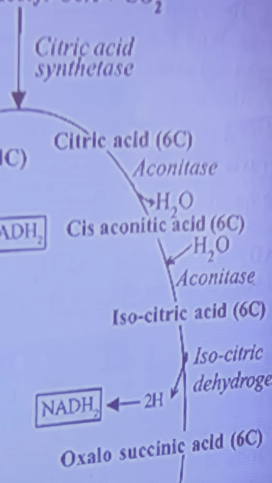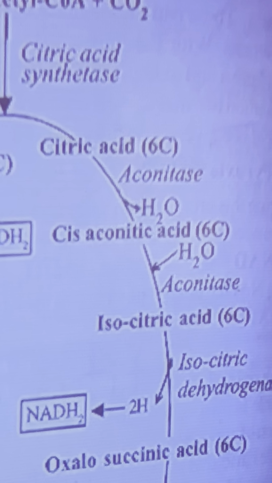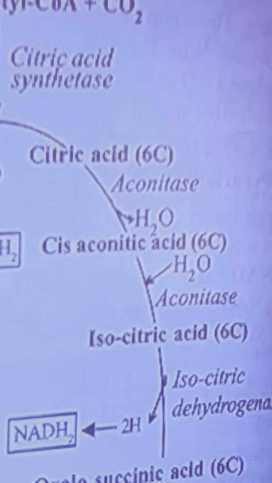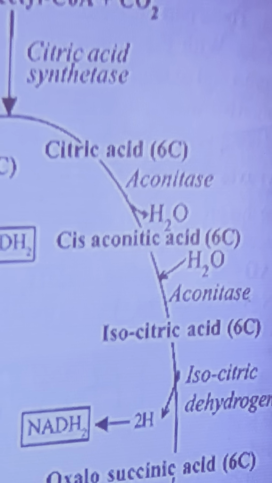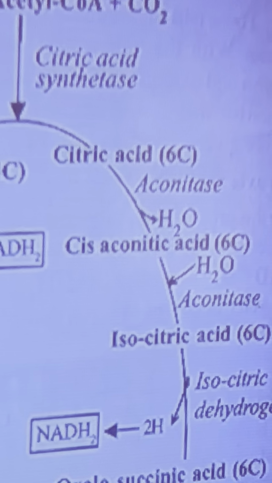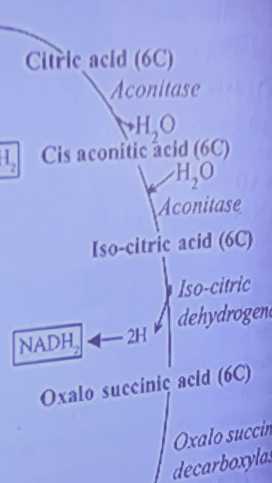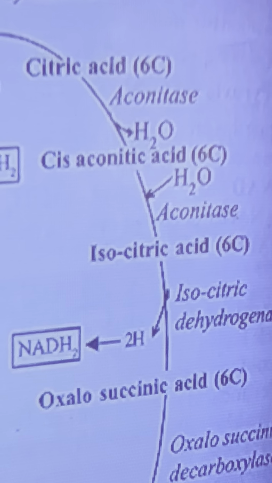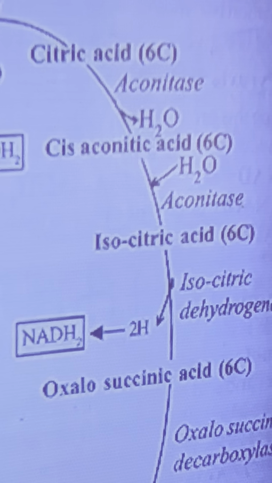Next, citric acid is converted into cis-aconitic acid. In this conversion, aconitase enzyme is helpful. Here one molecule of water is liberated or released from the reaction. That is called dehydration. Then this cis-aconitic acid is converted into isocitric acid. Here the enzyme aconitase is involved. Here one molecule of water is added in the reaction, that is called hydration.